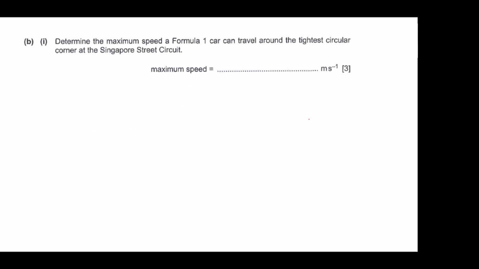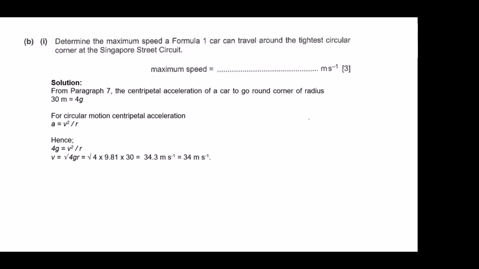Okay, B1, they ask you to find the maximum speed an F1 car can travel around the tightest corner. So this is cornering, there's some circular motion involved. Para 7, I find that for the acceleration, they are told that it can go up to 4G. Okay, so for circular motion, it's a circular corner. So I use the formula for centripetal acceleration, v squared over r. So my acceleration is 4G, 4 times 9.81, equals v squared divided by the radius. The radius is given as 30. I can work out the maximum speed as 34 meters per second.